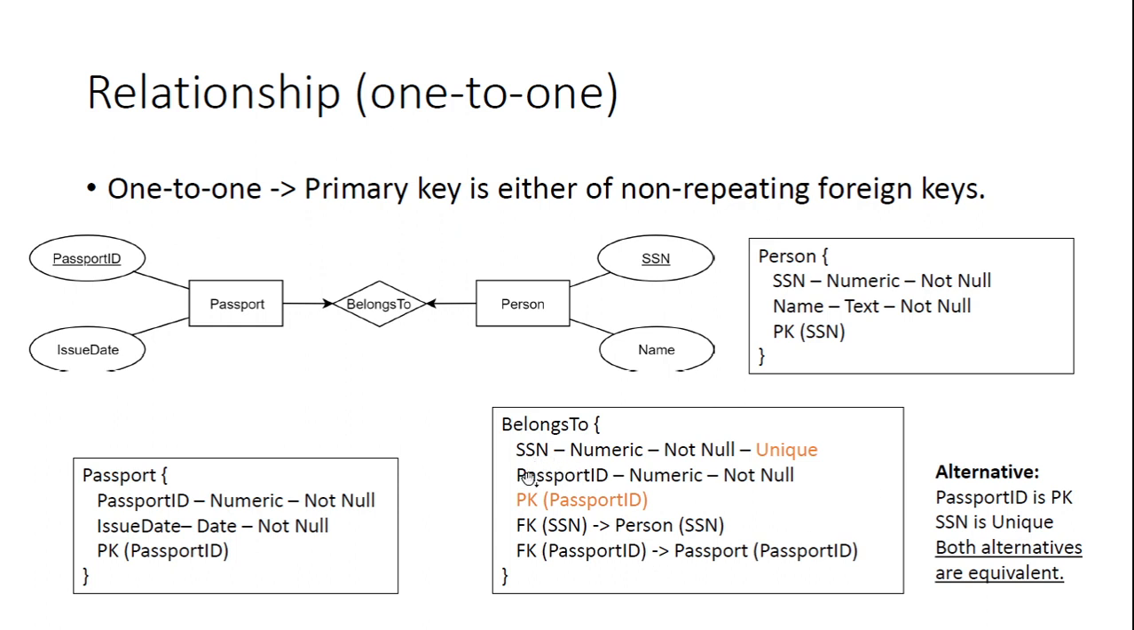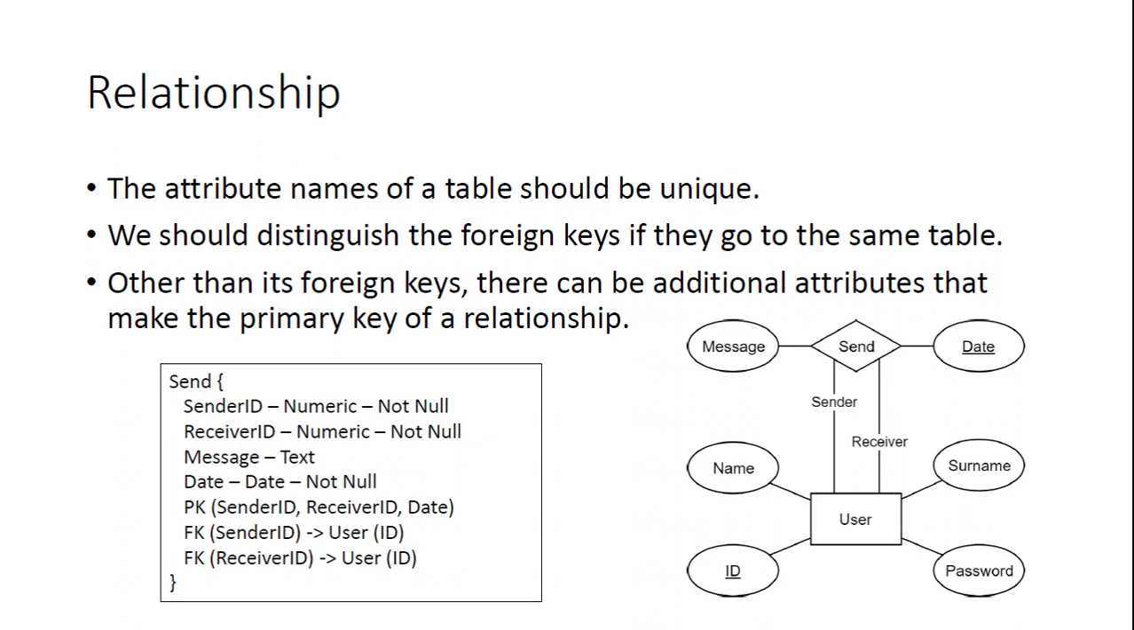In this version, we can say that okay, primary key is going to be the passport ID. Then for SSN, we need to write that it is unique. So one of them we assign as the primary key, the other one we need to say that it is going to be unique, and these alternatives are equivalent, so they are basically the same.